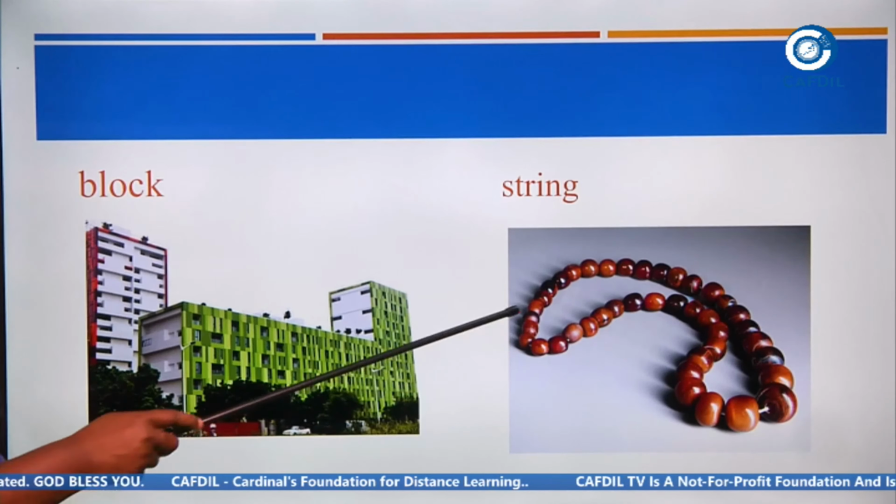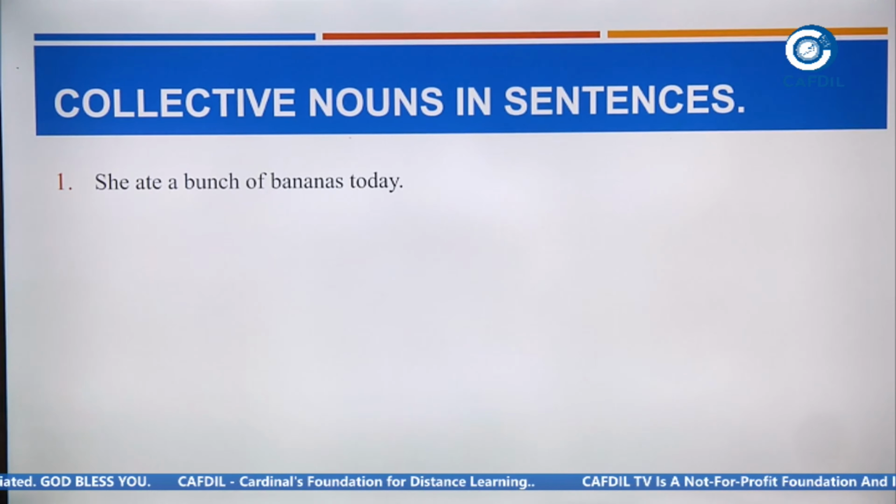All right. Now we are going to take some examples of these collective nouns in sentences. Are you ready? Let's go. Sentence 1. She ate a bunch of bananas today. Look at it carefully. What is the collective noun in this sentence? Bunch. So bunch is the collective noun in this sentence.